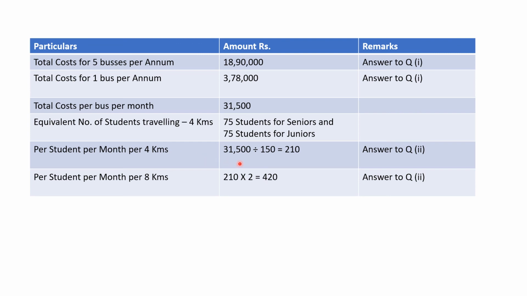So whoever student traveling 4 kilometers will pay 210 rupees, and student traveling 8 kilometers will pay 210 into 2, because they are traveling 8 kilometers. So 210 per 4 kilometers, and for 8 kilometers into 2, it will be 420 rupees per student who is traveling for 8 kilometers distance. 8 kilometers means 4 plus to 8 this price, and 0 to 4 this price.